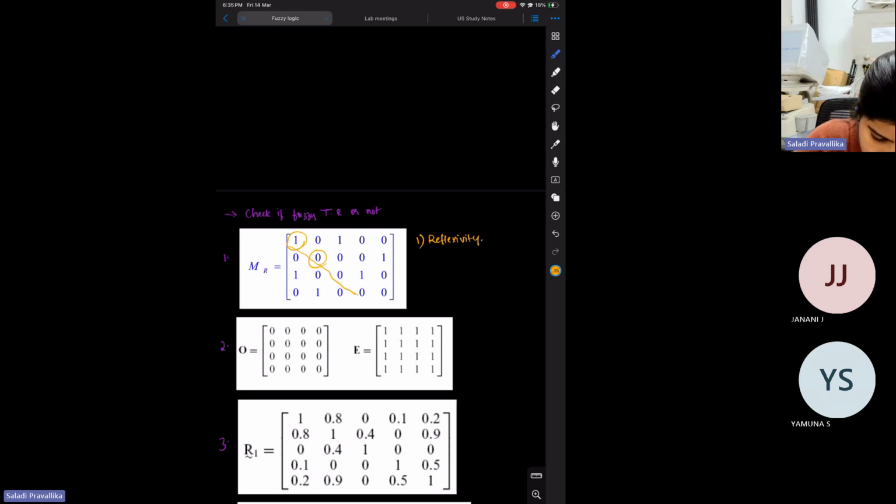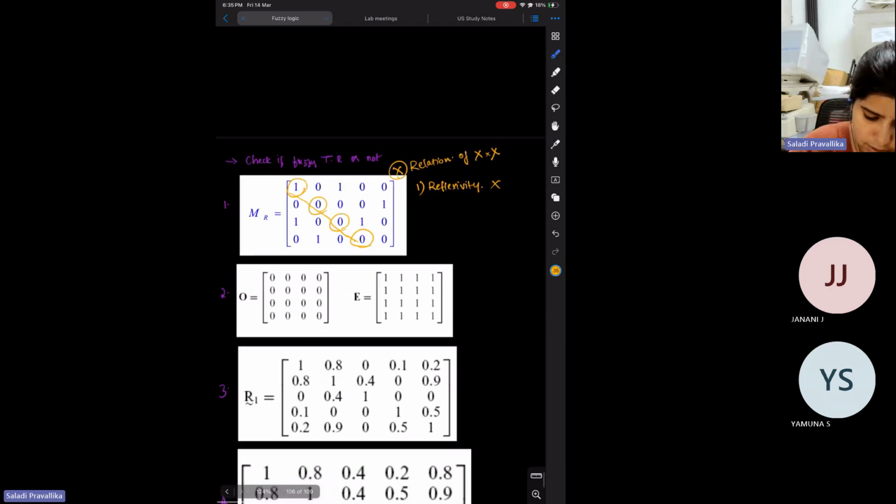This, 2, 3, and 4. Right? So these values are not equal to 1. And first and foremost thing, it's not even a square matrix, right? So this itself is not a relation matrix of x cross x. It's not a self-relation that is for x cross x, right? So reflexivity is not satisfied and symmetry also will not be satisfied.